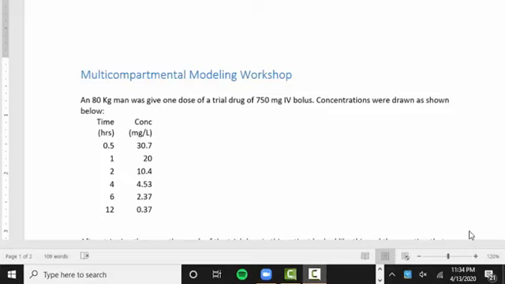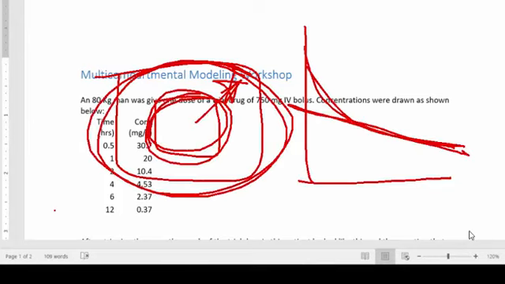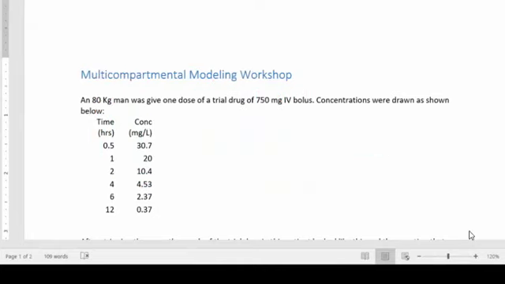Okay guys, now we're going to attack this workshop on multi-compartmental models. You should be very happy that in the past I had the students actually do the stripping of the curve, but you won't have to do that here. So I'm going to strip it for you and give you the data you need to make your calculation.